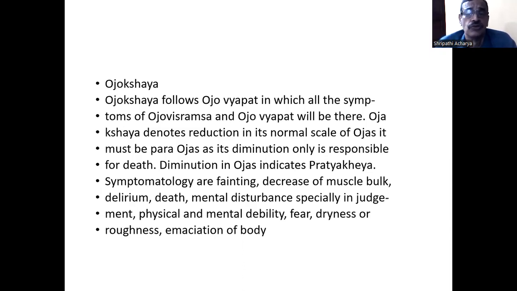Ojo Kshaya follows Ojo Vyapat, where all the symptoms of Ojo Visramsa and Ojo Vyapat will be there. Ojo Kshaya denotes reduction in the normal measure of Ojas, especially Para Ojas, as the diminution alone is responsible for death. Diminution of Ojas indicates Pratyakhyeya. Symptomatology: fainting, decrease in muscle bulk, delirium, death, mental disturbance especially in judgment, physical and mental debility, fear, dryness or roughness, and emaciation of the body. These are all symptoms of Ojo Kshaya.